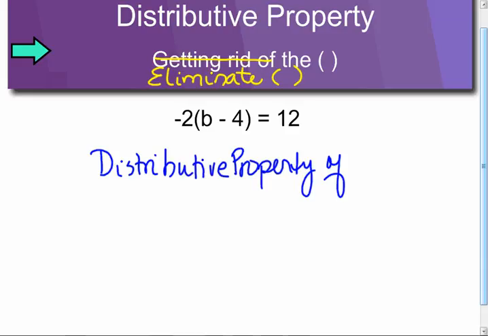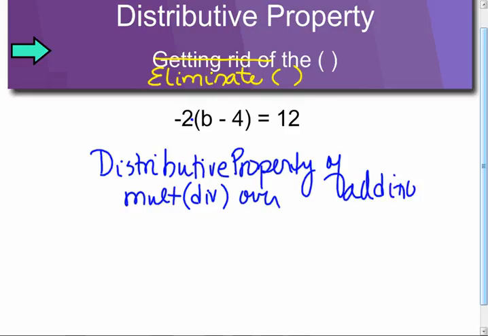That's not good enough. We're going to distribute this multiplication symbol over that subtraction symbol. So we're going to distribute multiplication or division, let me put that in parentheses, over addition or subtraction. And I know it's a mouthful to say.